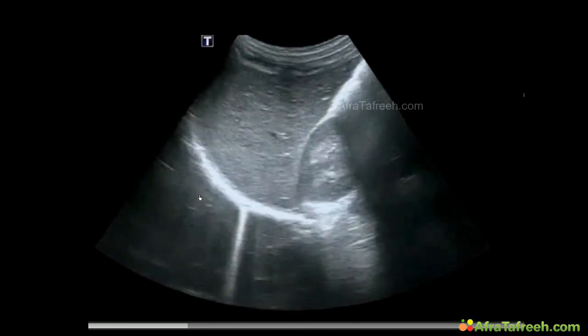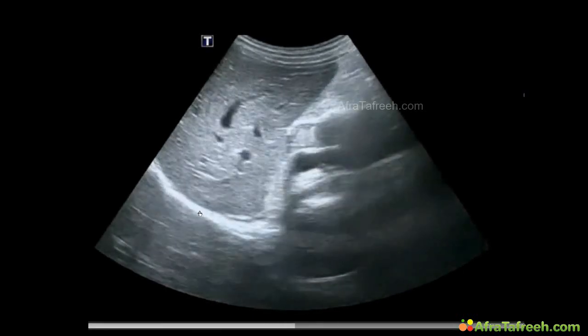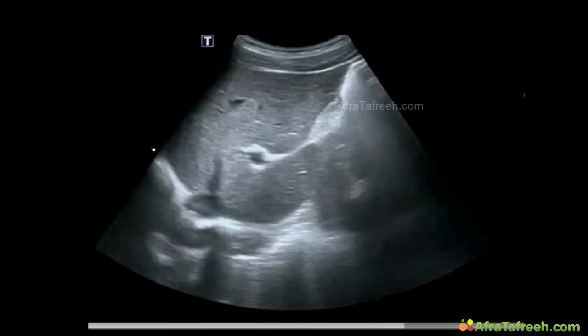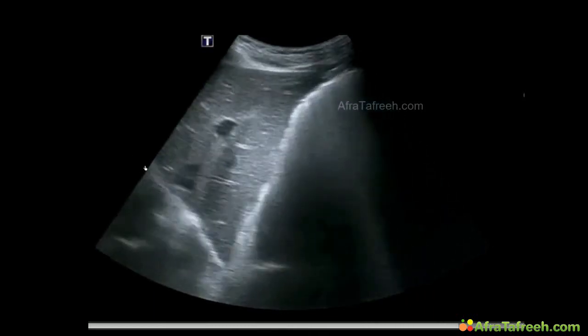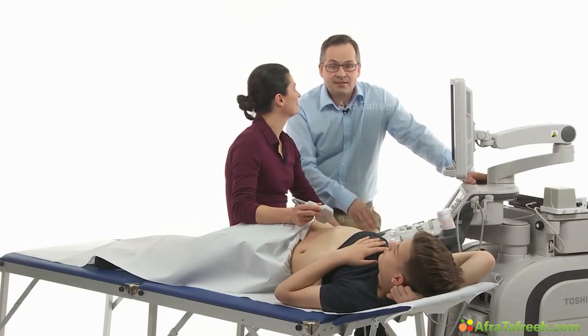So this was a longitudinal subcostal view. Very pretty. Diaphragm over here. Can you show the diaphragm? This bright structure on the cranial side of the liver. So, diaphragm. So, from the left side to the right side of the liver.